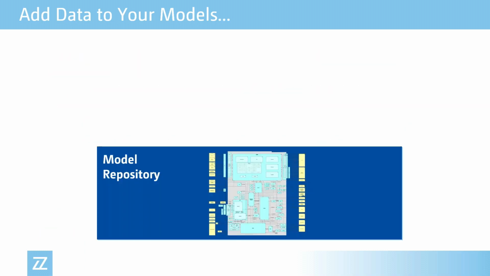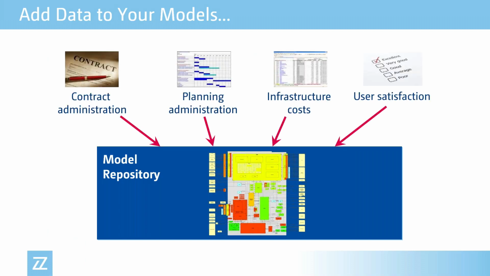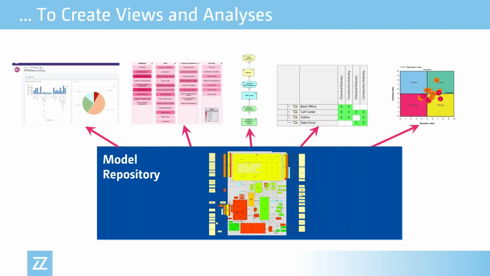So we've got our model repository with this model in the middle. We add all kinds of data to that. So we enrich our model, and here we just have some examples ranging from contracts to user satisfaction, but it can be all sorts of data. Link that to your models, and then you can base all kinds of views on these models that help you in analyzing the state of affairs. And I'll have some examples of those.